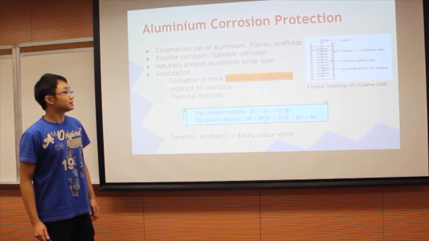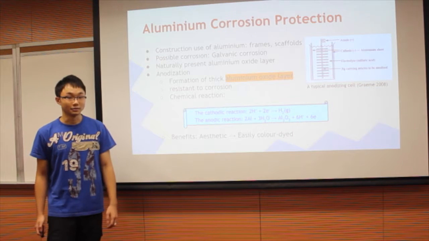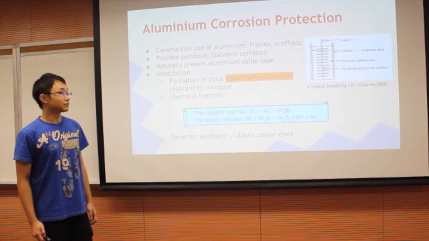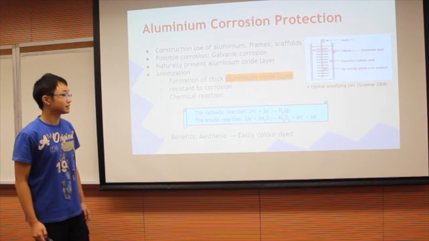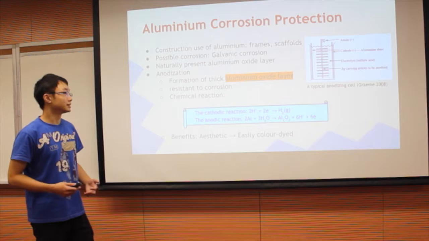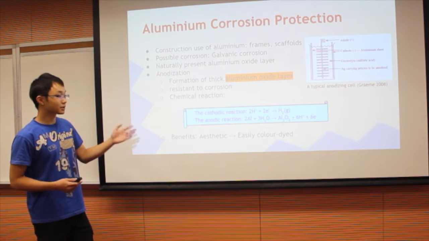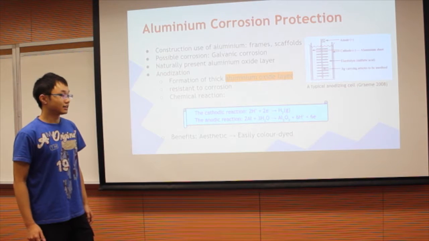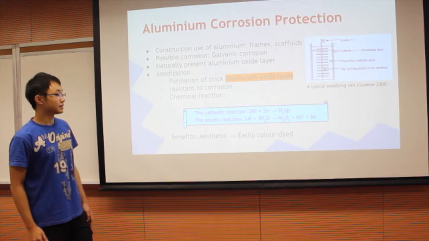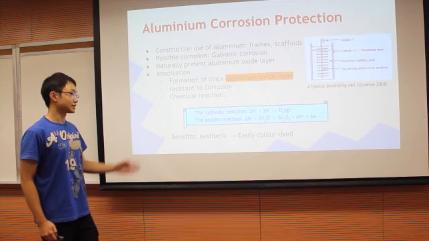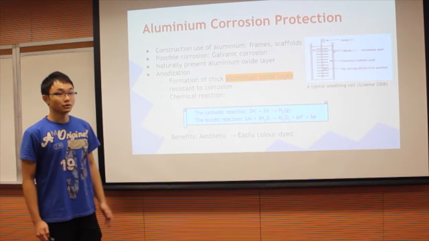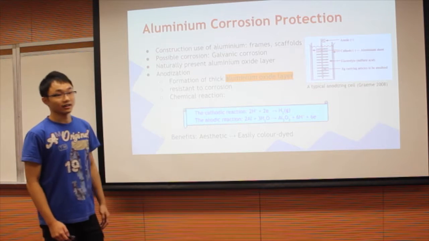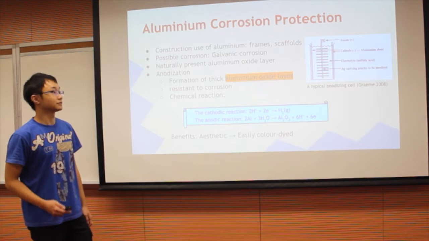And aluminum has a naturally present aluminum oxide layer. And through anodization, the aluminum oxide layer can be thickened, and it makes the aluminum resistant to corrosion. And the chemical reaction shows that at the anode, the aluminum oxide layer is formed. And the thick aluminum oxide layer has some benefits, such as aesthetic benefits, where the oxide layer can be easily color dyed. And there is the typical anodizing cell shown.